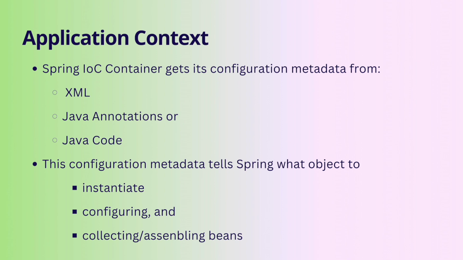This configuration metadata tells Spring what objects to instantiate, configure, and assemble. So basically, whatever we have defined in our XML or whatever annotation we have used in our class, based on these two things, Spring will know that I need to create an object, I need to create a bean for these classes. I hope you are understanding this.